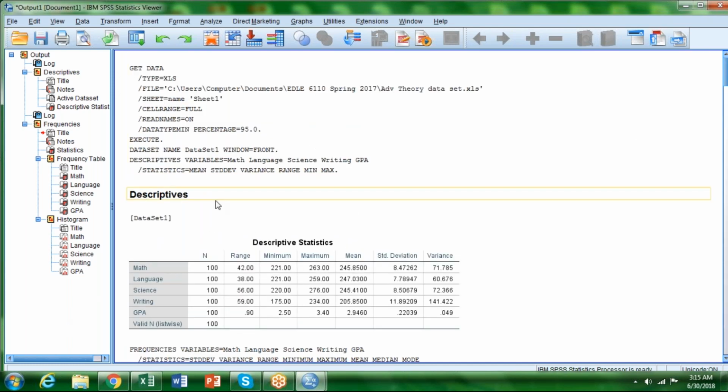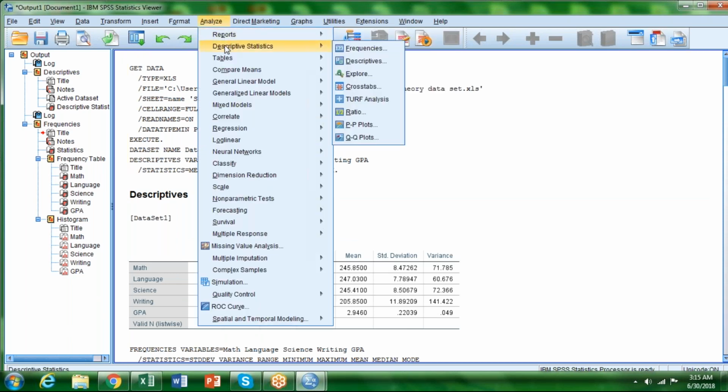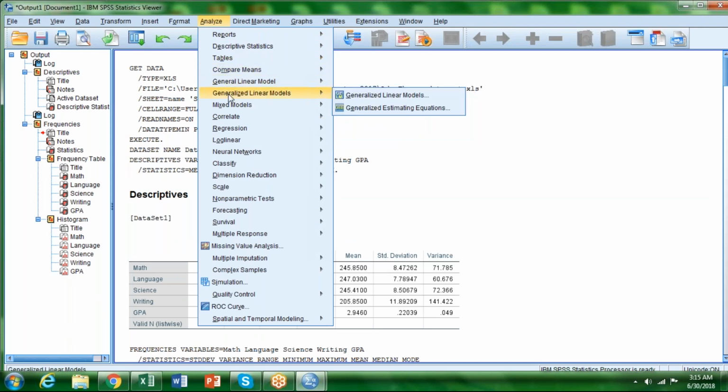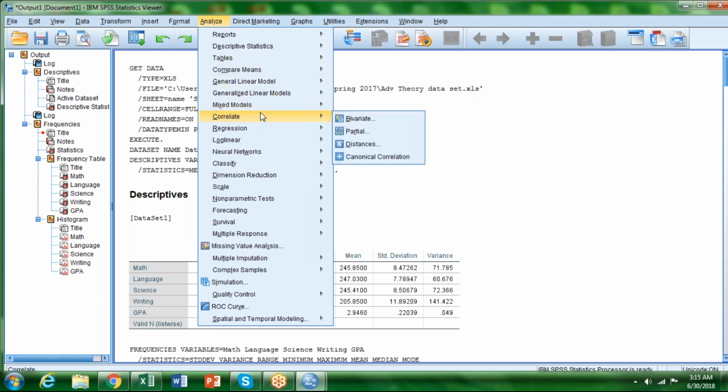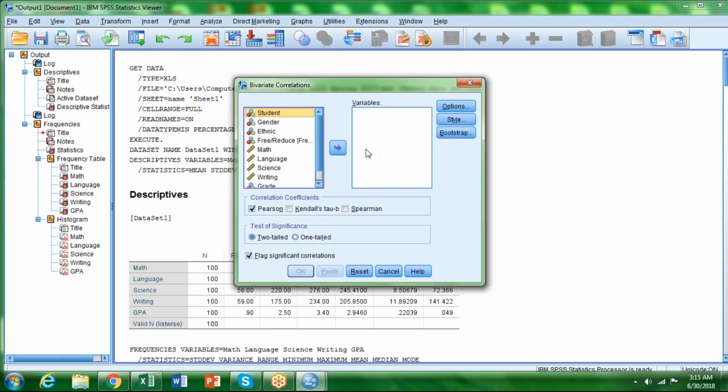I just moved it to the top, but it's not going to matter. We're going to come down to Correlate, and we're going to look at bivariate correlations. And again, going to look at everything together, and we'll look at just the content areas: math, language, science, writing, and GPA. And remember, we're looking at the entire data set.